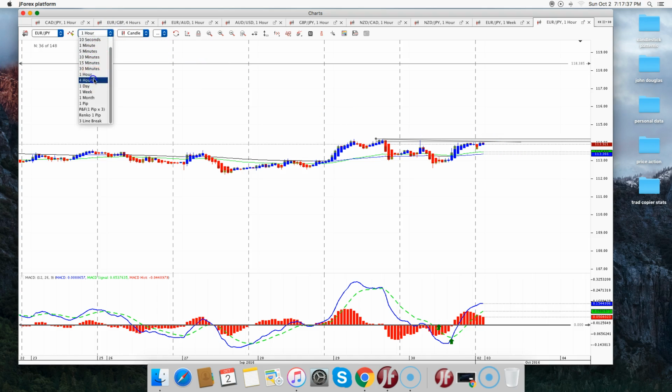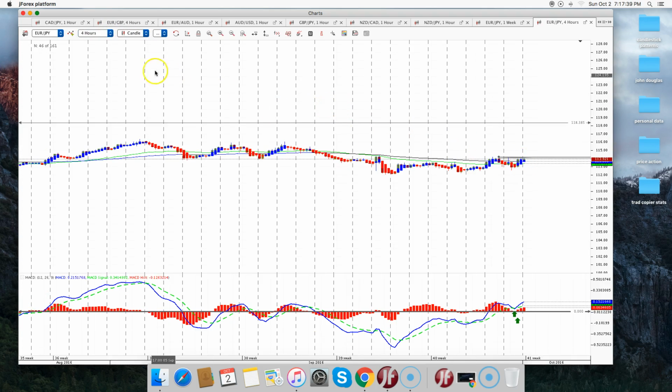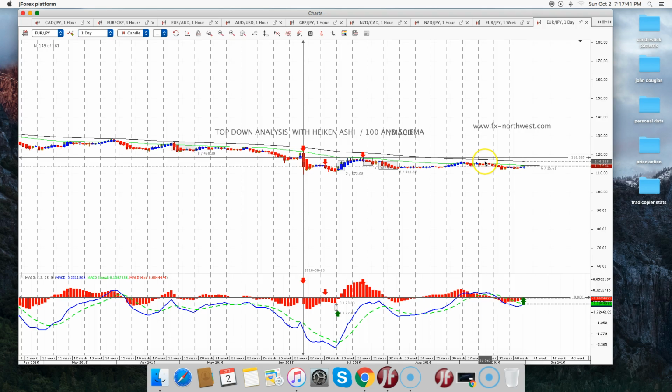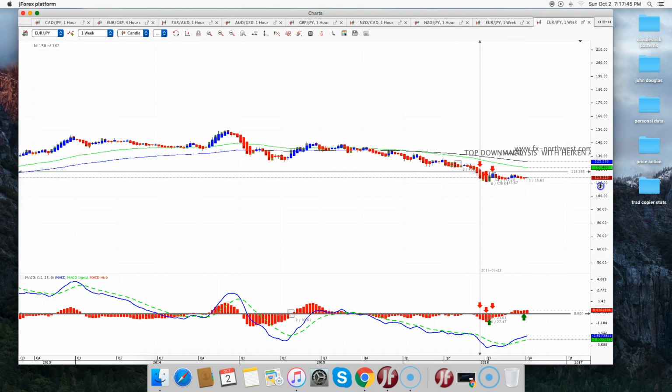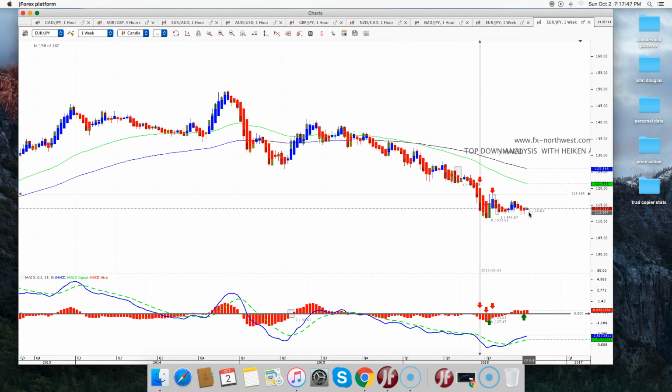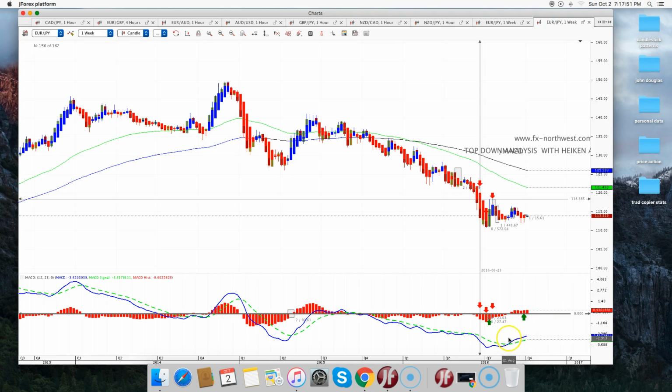The 1-hour is blue, the 4-hour is blue, and the daily chart is blue. Let's look at the weekly chart, and it's starting to turn blue. Okay, so we may have a nice retracement, and the 2 lines of MACD crossing to the upside on the weekly chart as well.